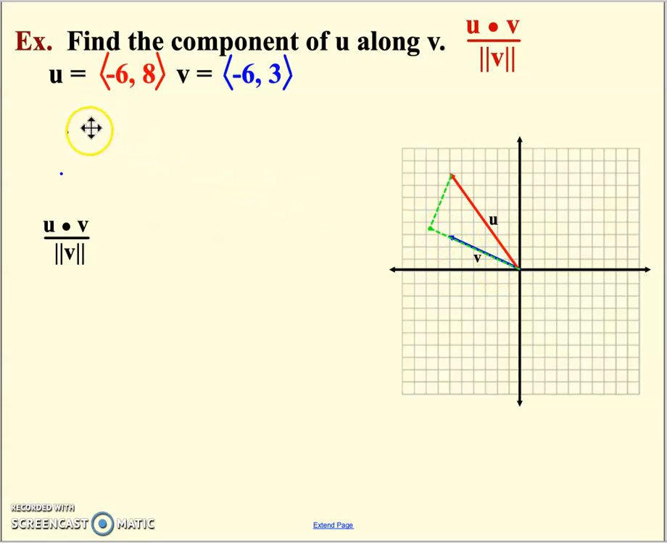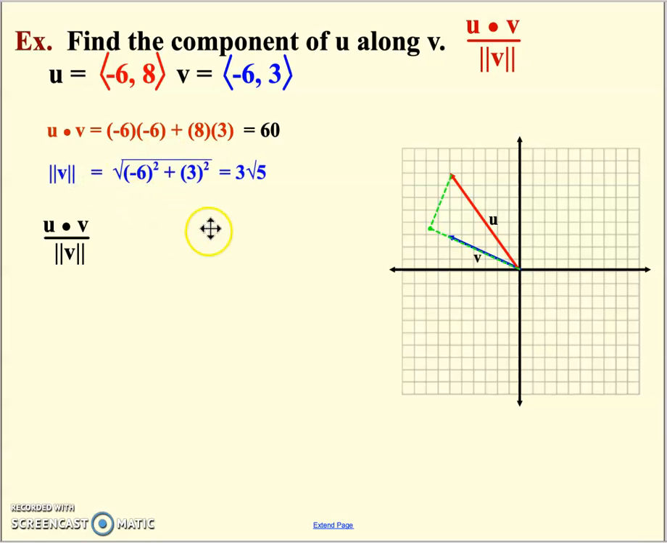So let's go ahead and check out a couple things. What is the dot product first of all? So dot product is 60. Again, we're just using our basic formula: multiply the a's, multiply the b's, add them together. What is the magnitude of v? Because we're going to need that for the formula. So do the magnitude of the v vector, and then fill in our actual formula.